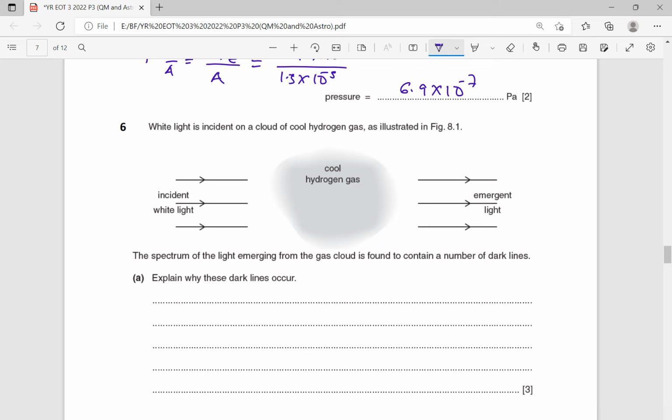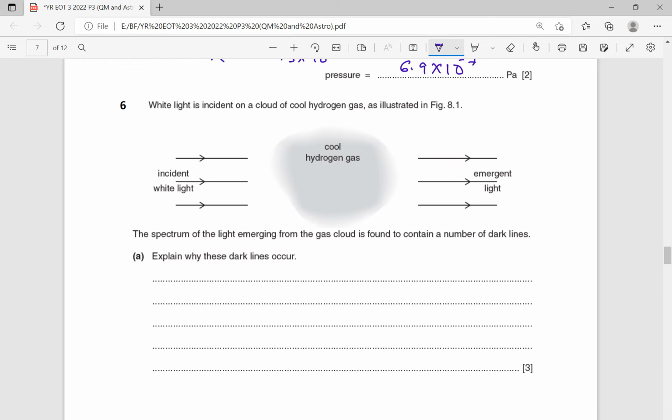White light is incident on a cloud of cool hydrogen gas, as illustrated in the figure. The spectrum of the light emerging from the gas cloud is found to contain a number of dark lines. Explain why dark lines occur. I think we have explained this several times. So why do we have dark lines?